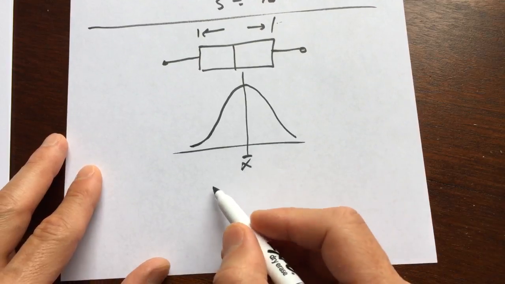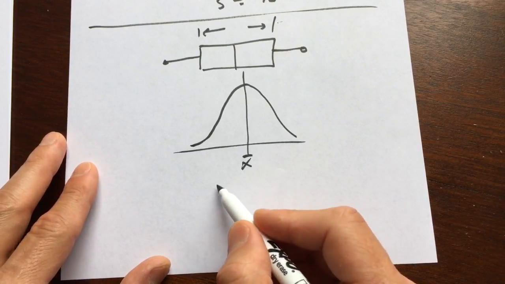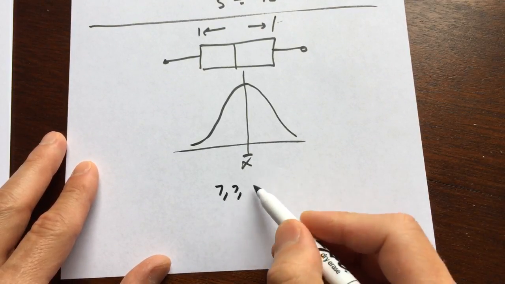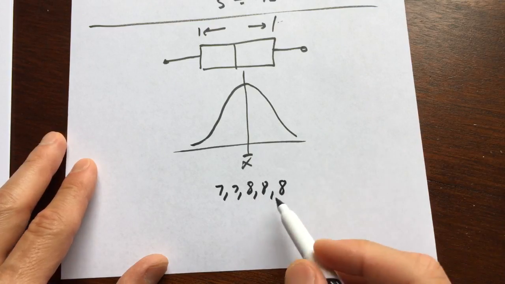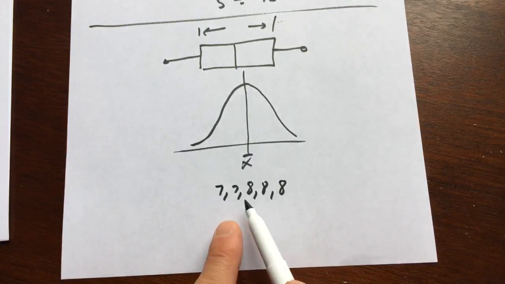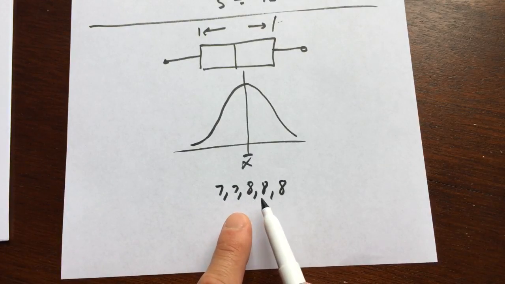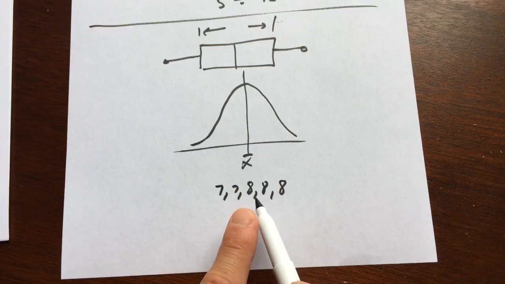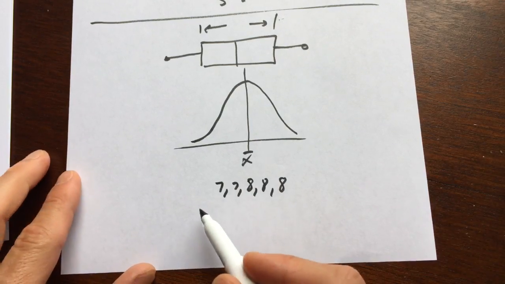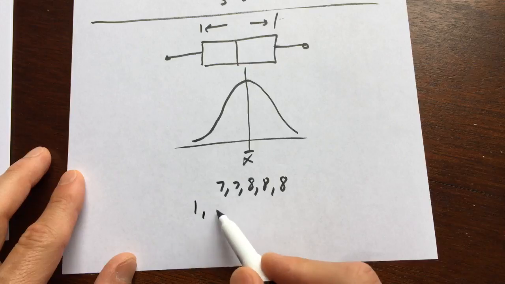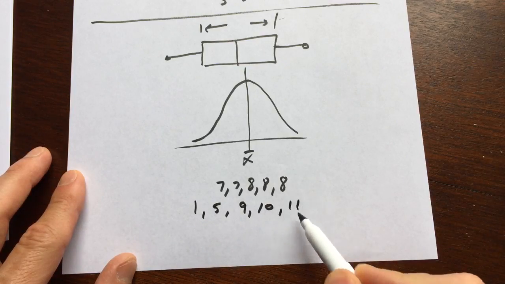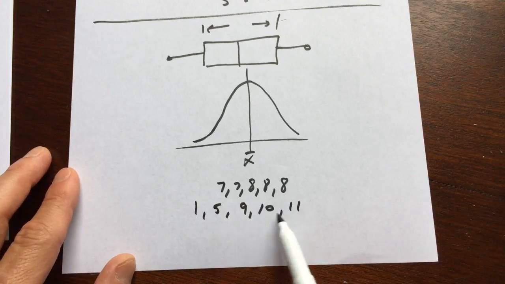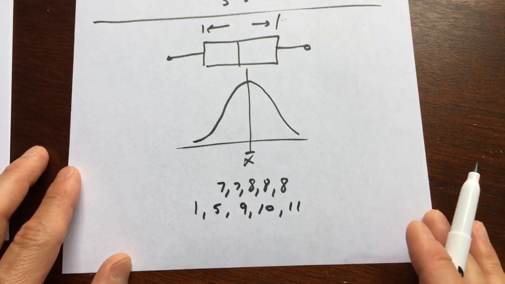But basically, for example, if you took a quiz in your class, and everybody got like 7, 7, 8, 8, 8, just as an example, you can see everybody's getting right around a 7 or an 8. So this one is going to have a very small standard deviation, as opposed to another class that took the same test where somebody got a 1 and somebody got a 5 and somebody got a 9, somebody got a 10 and somebody got the extra credit and got an 11. This is going to have a much higher standard deviation.